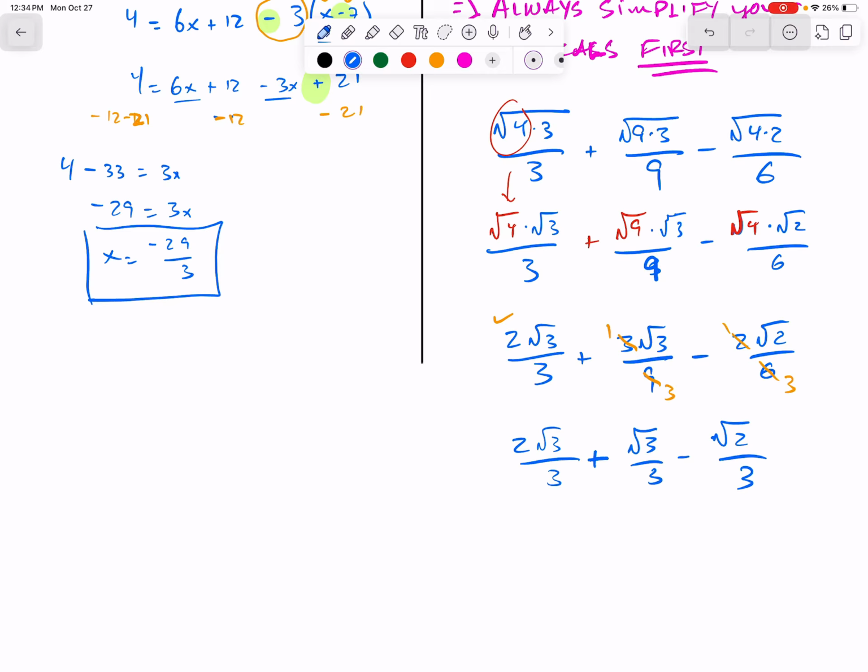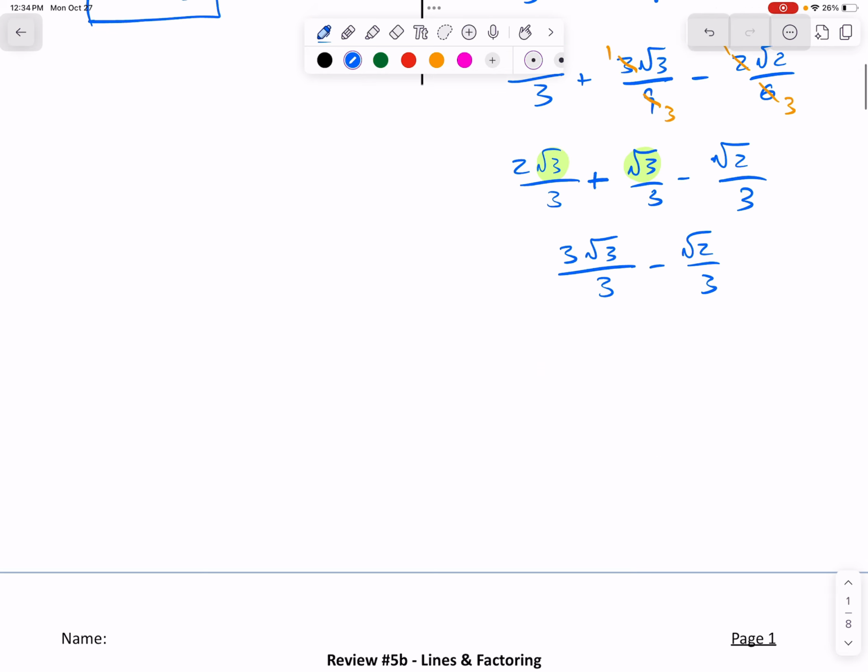So because these two are the same, I can add them together and I get 3 root 3 over 3 minus root 2 over 3. And it says put them all in one big fraction, so all we do is make that 3 root 3 minus root 2 over 3. And we're done.